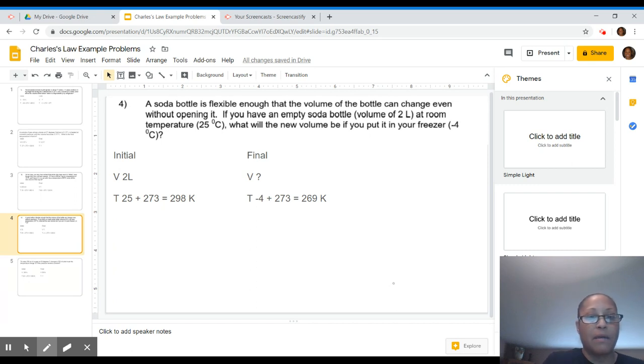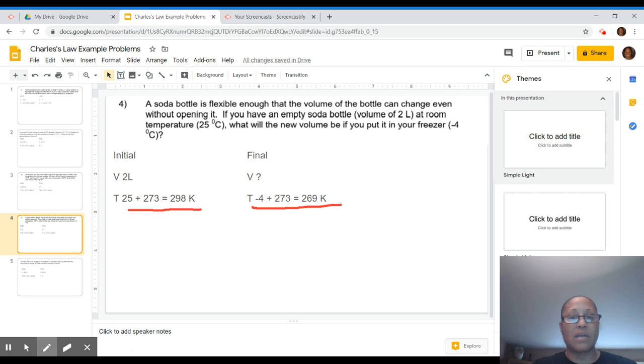So my initial conditions are, I have 2 liters, that's my volume, it's at 25 degrees Celsius. So right here, again, I'm changing 25 degrees Celsius to degrees Kelvin by adding 273. I need to know the final volume, and then I'm putting it in the freezer. So my temperature is -4. So I have to add -4 to 273, and I get a positive 269. Okay, that's just adding a negative number to a positive number. Should have done that in algebra. That shouldn't have been a problem.